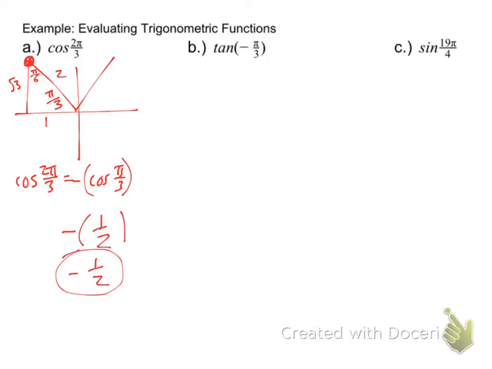Can we do the same thing for tangent of negative pi over 3? Negative pi over 3 goes which direction? Clockwise or counterclockwise? Clockwise. Pi over 3 is here. So tangent of a negative pi over 3 is the same thing as, well, this is a reference angle of pi over 3 again.